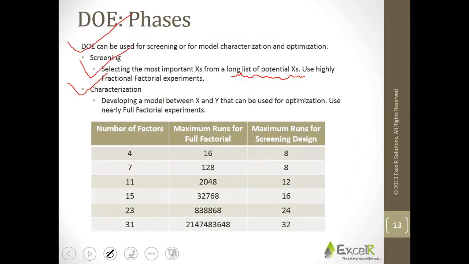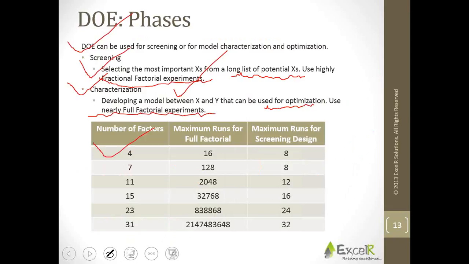Then you have characterization. What do you mean by characterization? You develop a model between y and x, which can be used for optimization. You use nearly full factorial experiment when you want to do characterization. When you want to do screening, you use fractional factorial experiment.